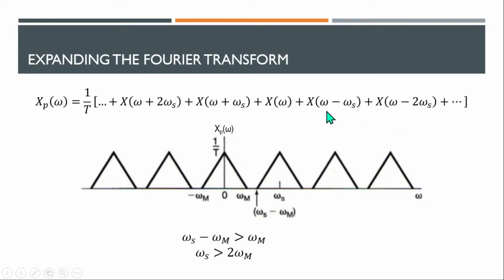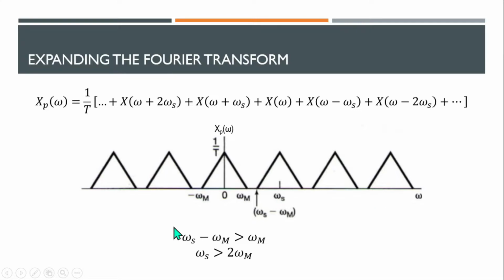For n equals 1, the term is X(ω − ω_s). And for n equals positive 2, the term is X(ω − 2ω_s). For negative values of n, these are the spectra of the original message signal shifted to the left. And for positive values of n, these are the spectra of the original message signal shifted to the right.